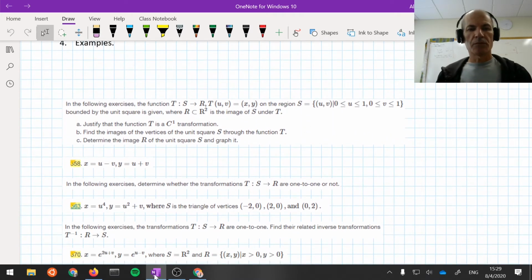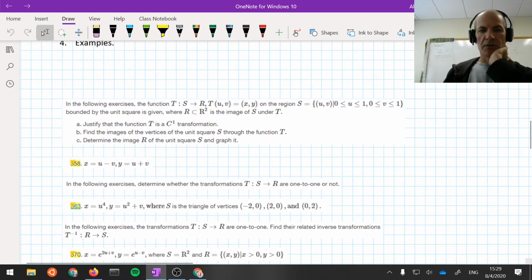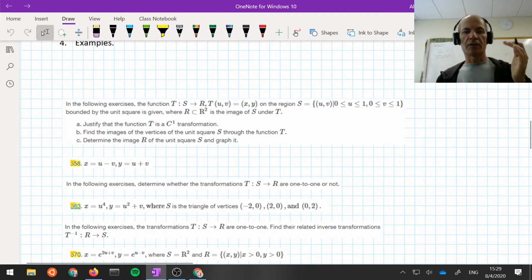So in exercise 358, you're given a lot of instructions here. We're given a transformation T and a set S in the domain because we have U and V here, and U and V are in the domain. This is just a square of side length 1, and R is the image of S under T. Justify that the function T is a C1 transformation.